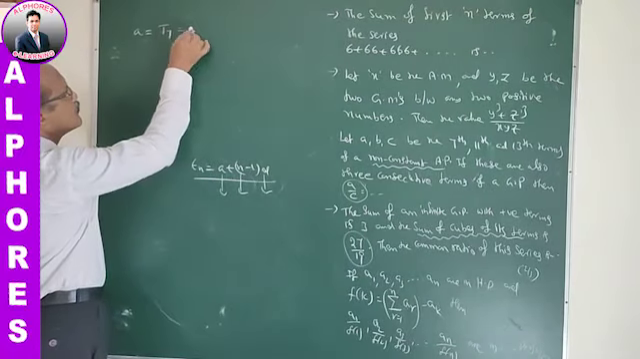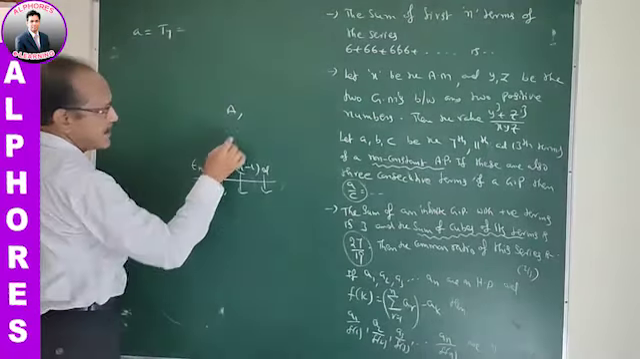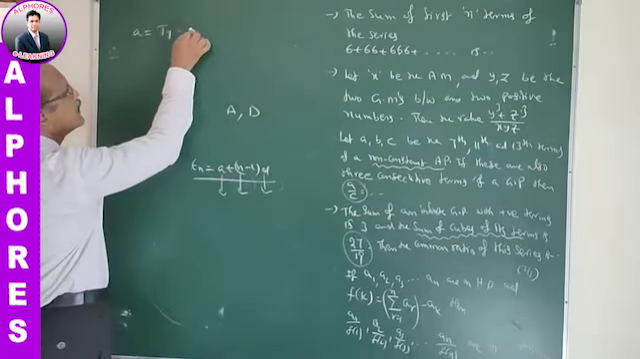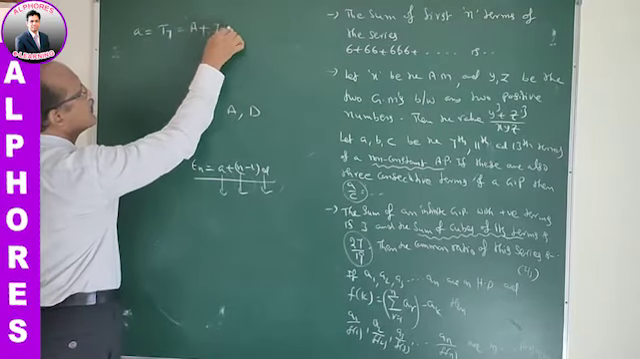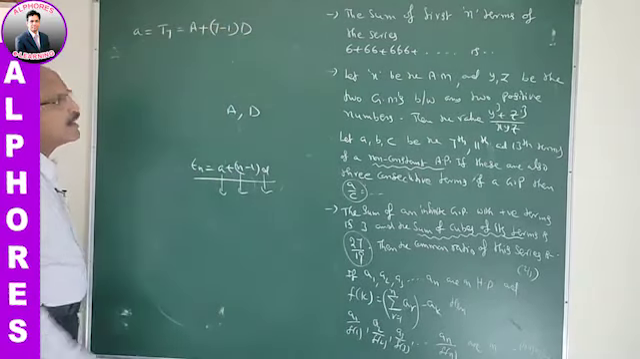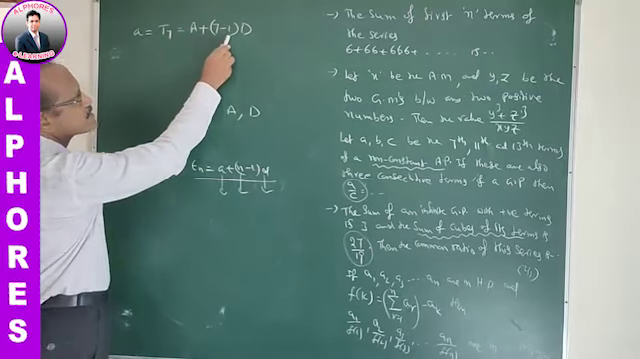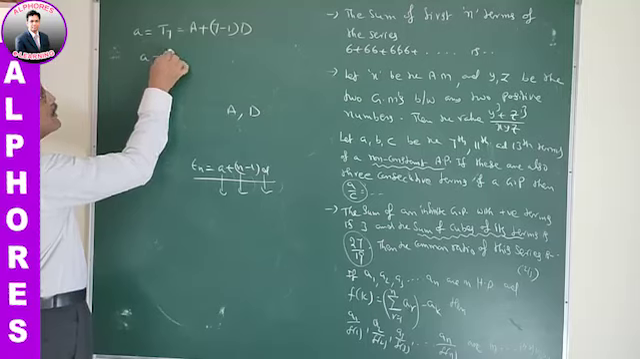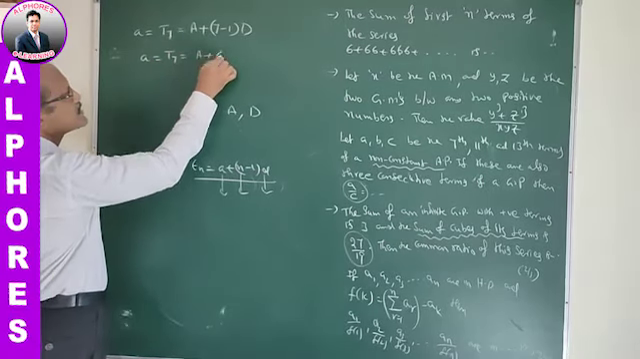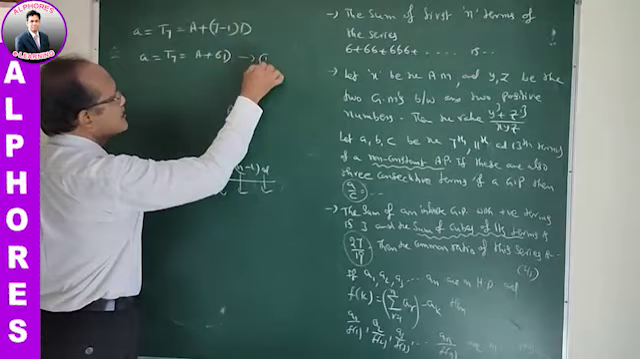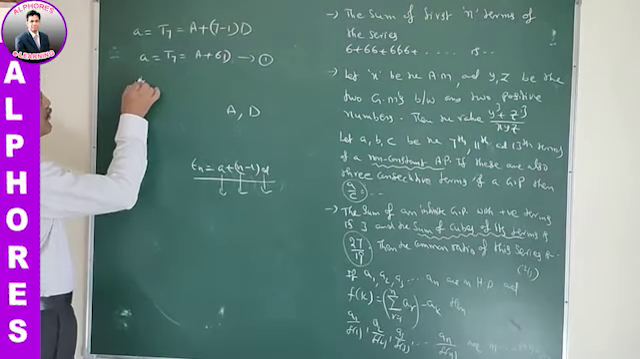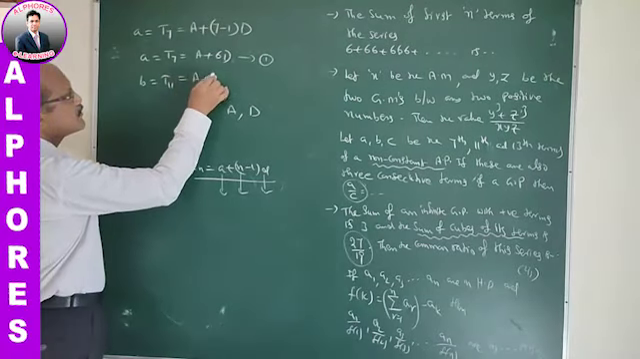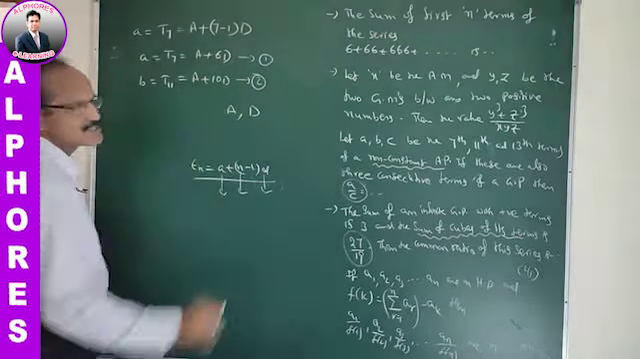Let the first term of the AP be A and the common difference be D. Then the 7th term is given by A plus (7 minus 1) into D. I am applying the concept Tn equal to A plus (n minus 1) into D. That is, small a is T7, which is A plus 6D. Let this be equation 1. Similarly, B is the 11th term of the same AP, that is A plus 10D. That is the second equation.